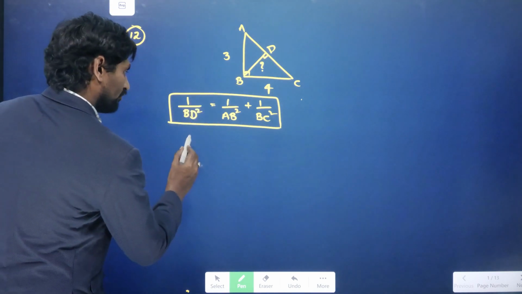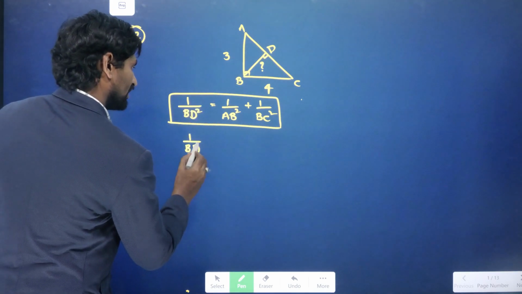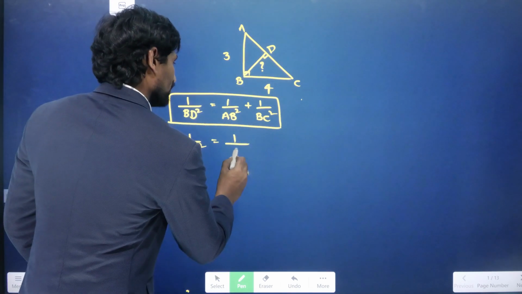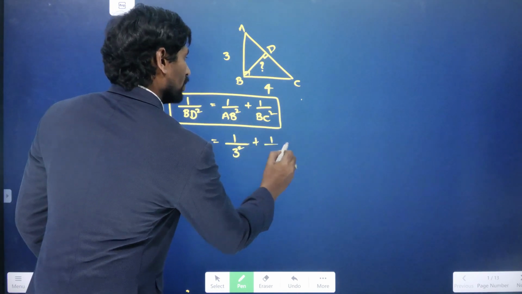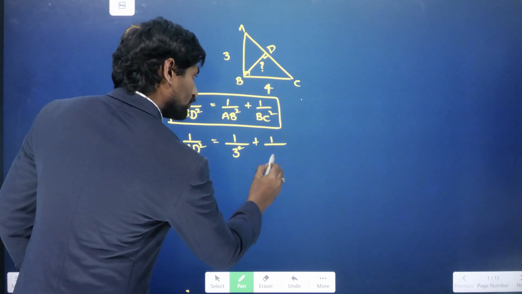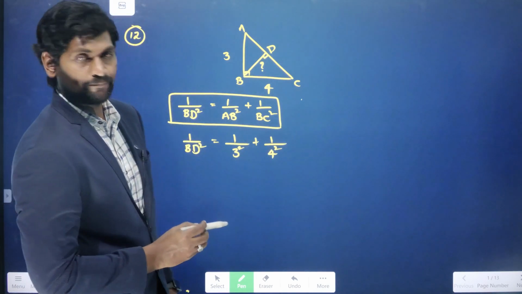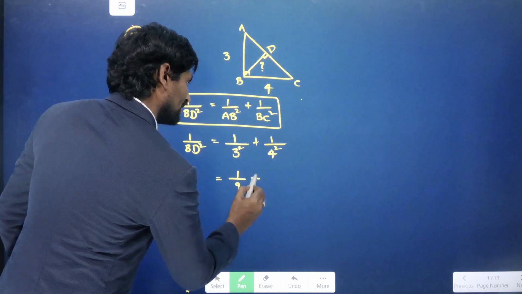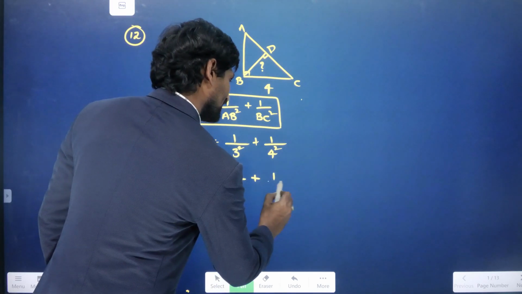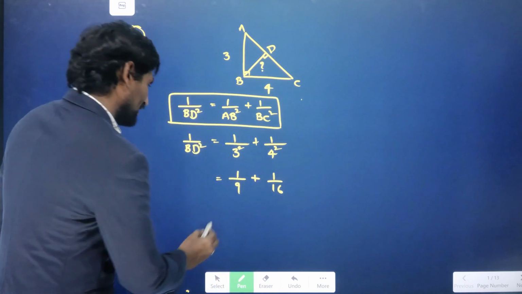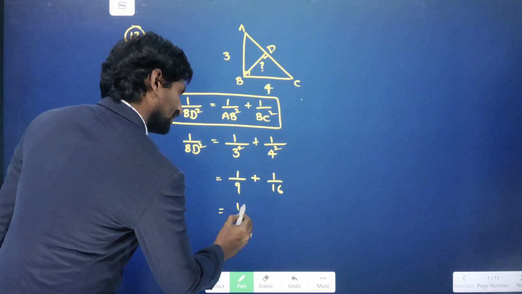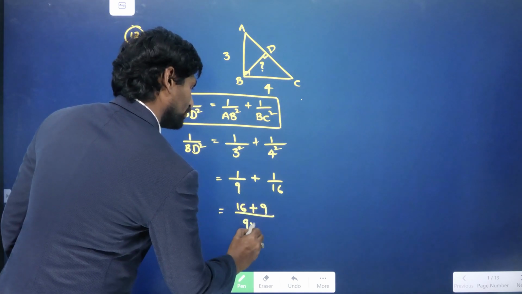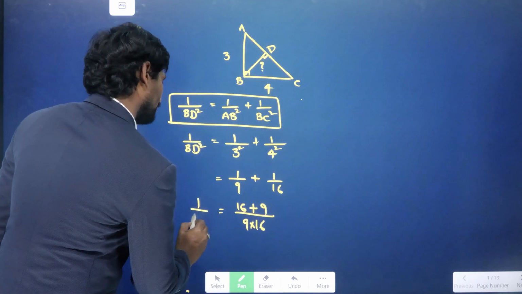So BD value we need to find. 1 by BD square is equal to 1 by AB square, where AB value is 3 centimeters, so 3 square, plus 1 by BC square. BC value is 4 centimeters, nothing but 4 square. So that equals 1 by 3 square value, which is 9, plus 1 by 4 square value, which is 16. Do LCM for both of them: 16 into 1 is 16, plus 9 ones are 9, over 9 into 16. This is 1 by BD square value.